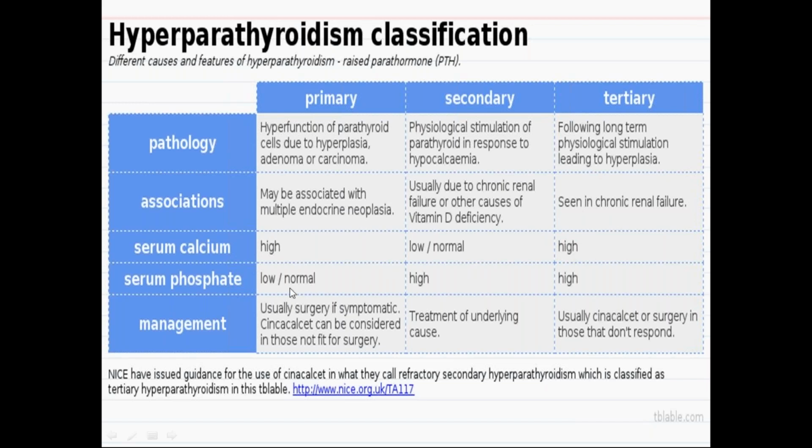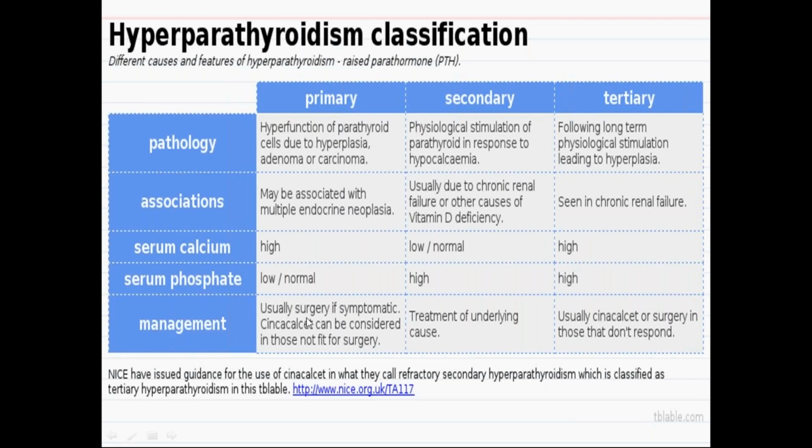For serum phosphate, in primary hyperparathyroidism it may be low or normal. In secondary hyperparathyroidism, serum phosphate levels are high. In tertiary hyperparathyroidism, both calcium and phosphate levels are high.